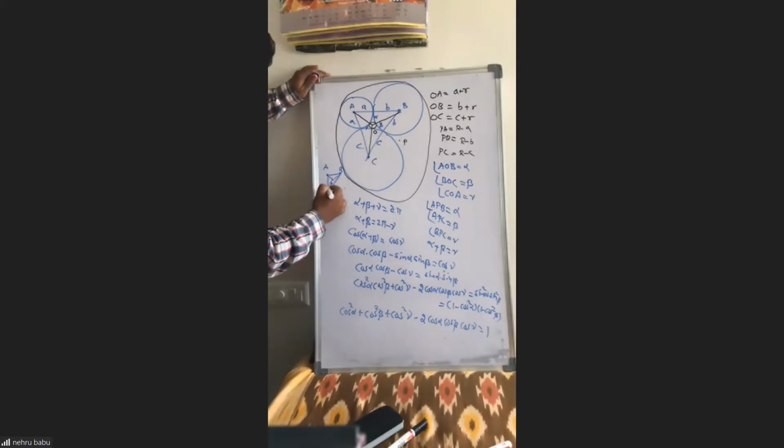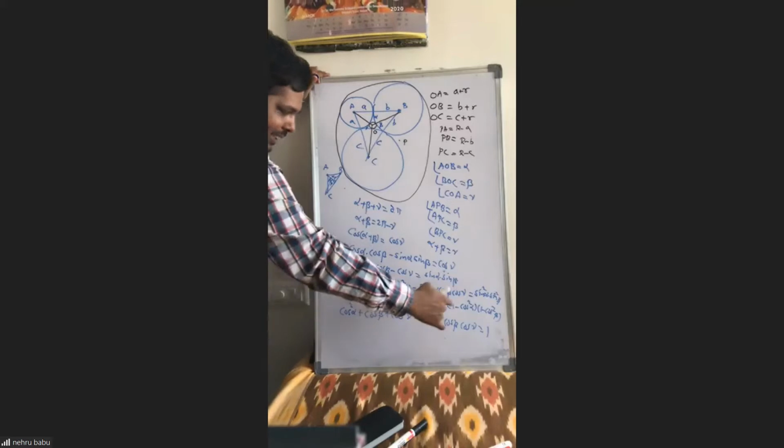If it is inside, you will get the same type of calculation. For example, if you assume the angles are alpha 1, beta 1, gamma 1, you will get the same calculation only. Here you will get this equation.